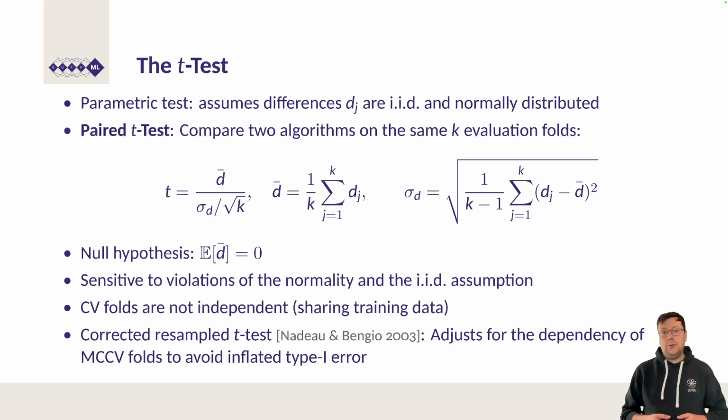However, there is a subtle problem when applying the paired t-test to cross-validation results. The IID assumption on the d_j is violated, the folds share training data and are therefore correlated. Ignoring this correlation leads to an underestimate of the variance, which in turn inflates the type 1 error. We reject the null hypothesis more often than we should. The corrected resampled t-test by Nadeau and Bengio addresses this by adjusting the variance estimate to account for fold dependency. If you use the t-test on MCCV results, this corrected version is the appropriate choice.